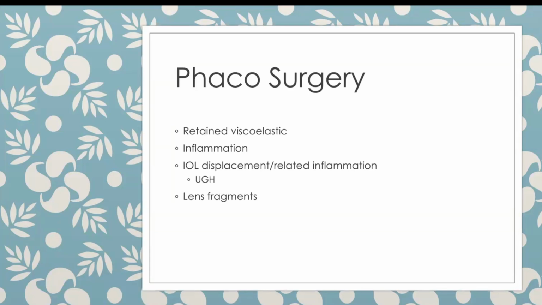And retained viscoelastic can really cause quite high pressures as well. You're more likely to come across it with a cohesive than a dispersive. But cohesives are also easier to remove from the anterior chamber, which is why the cohesives are sometimes used. But a dispersive is sometimes less likely to cause a high pressure, but both can cause high pressures.